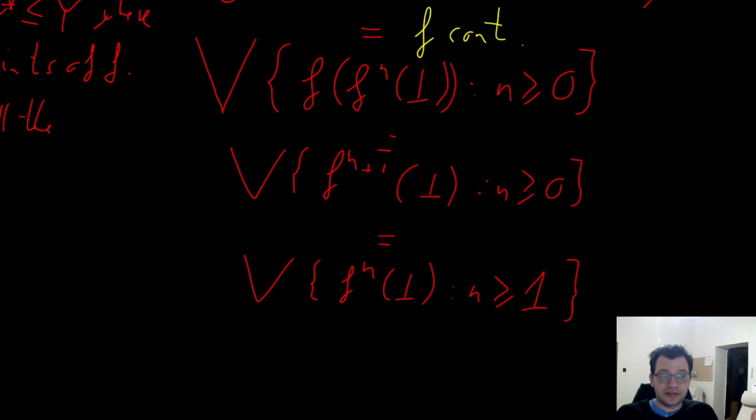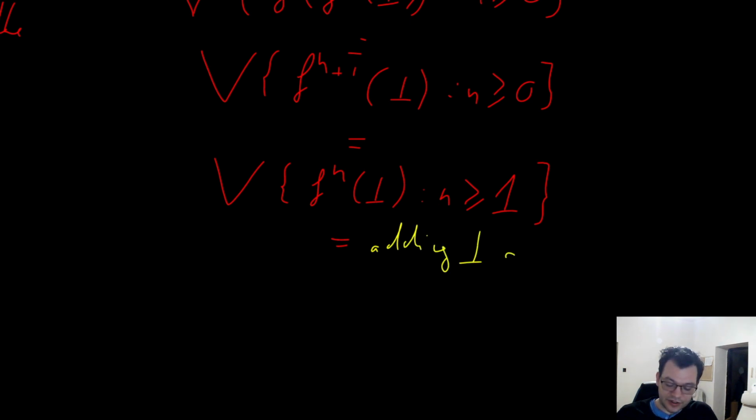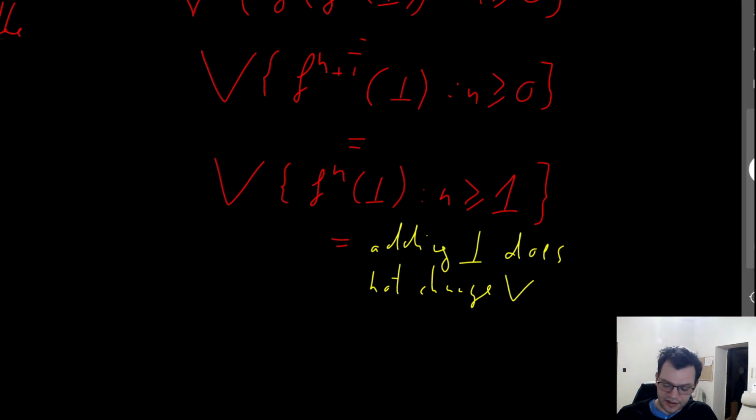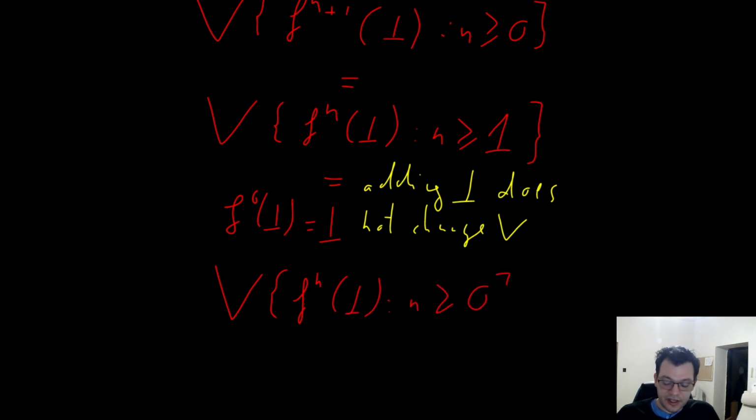But there was a statement about that. The statement stated that the supremum of X is always the same as the supremum of X plus the bottom element. Now this is exactly the same situation, so I'm just writing here some comment: adding bottom does not change the supremum, and there was a statement regarding that. I think it was 2 videos before. And if I add the bottom, then I basically add f to the 0 of bottom. That's bottom, right? I apply f 0 times. So this is the same as the supremum of f to the n of bottom, with n being at least 0, because from 1 and upwards this is the original set, and for 0 it is the bottom.